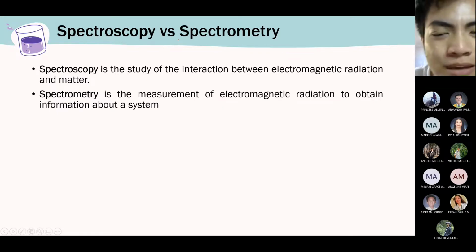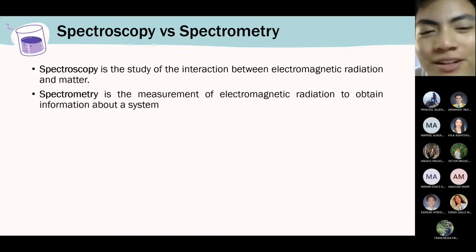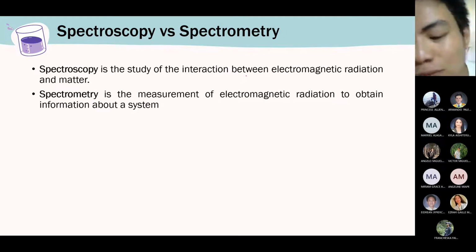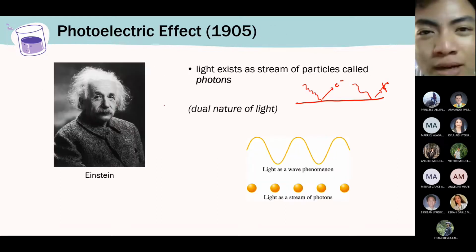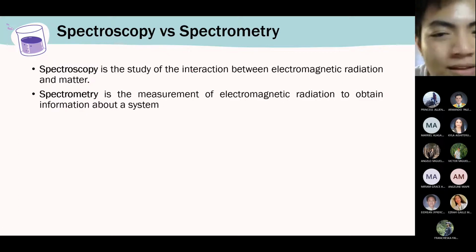In spectroscopy, we study the interaction of light and matter. And again, it is possible because of the dual nature of light, according to Einstein. So we can study matter and the light.